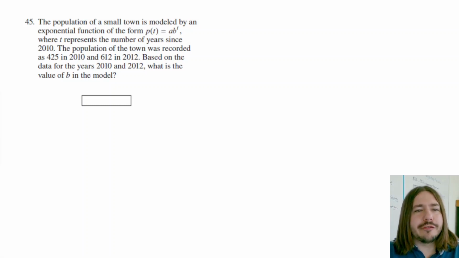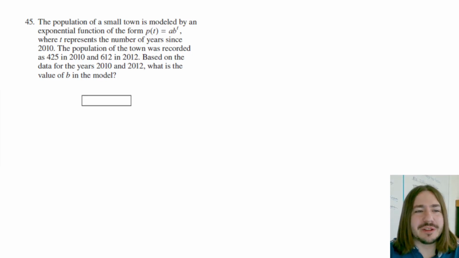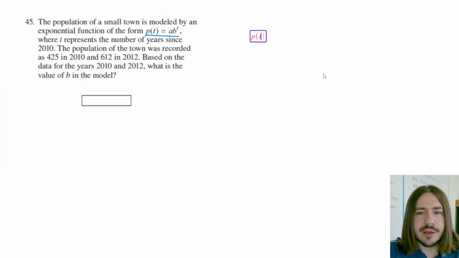Number 45, looks like we got a word problem. Love these word problems. The population of a small town is modeled by an exponential function in this form. Okay, so we're going to be writing an equation in this form. In fact, before we go any further, I'm going to type that out because we may need to fill in some values there.